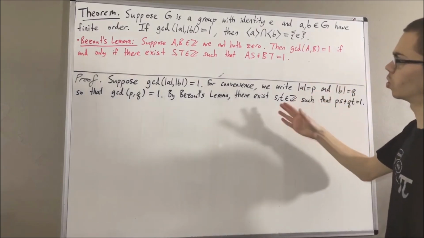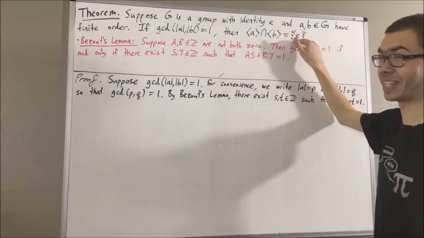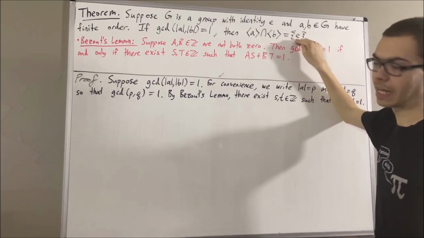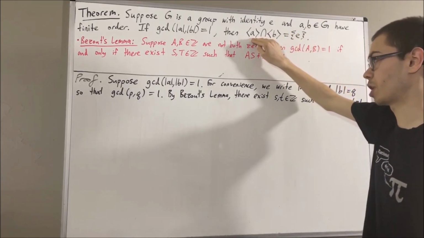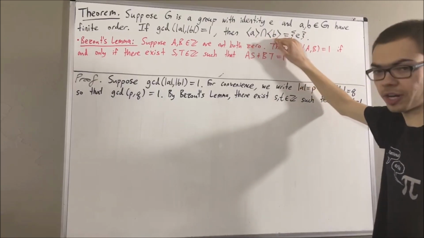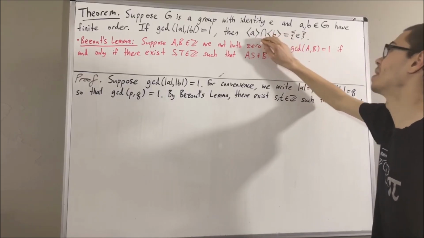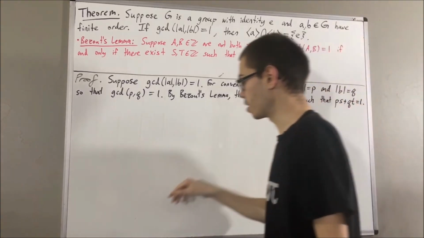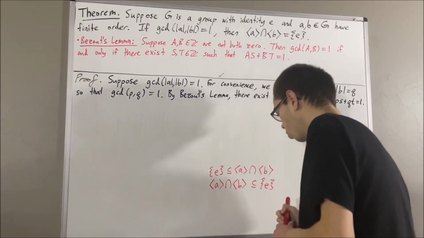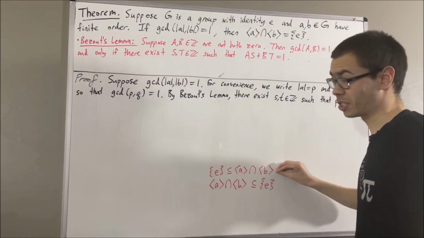Now, the whole goal is to show that the intersection of the group generated by a and the group generated by b consists only of the identity element. And the way we're going to do that is we're going to show that the identity element belongs to the intersection of the group generated by a and the group generated by b. And then we're going to show if we consider an arbitrary element of the group generated by a intersect the group generated by b, then that element must be the identity. In other words, we're going to show that these two inclusions are true. So let's start by showing the first inclusion is true.